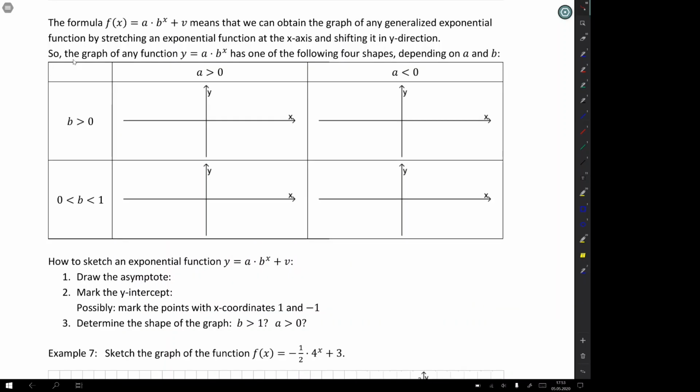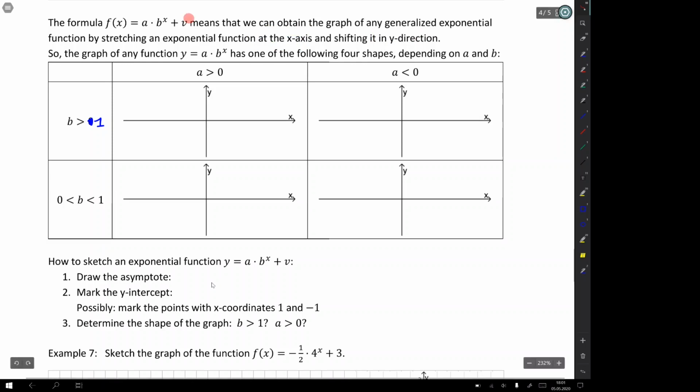So we have found that we can obtain the graph of any generalized exponential function just by taking the appropriate basic exponential function and then stretching it at the x-axis and shifting it in y direction.